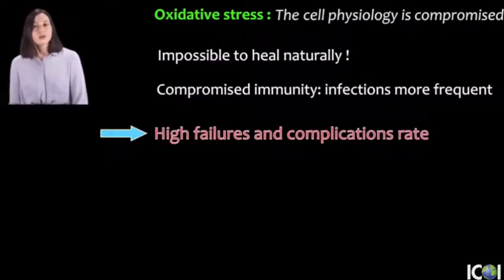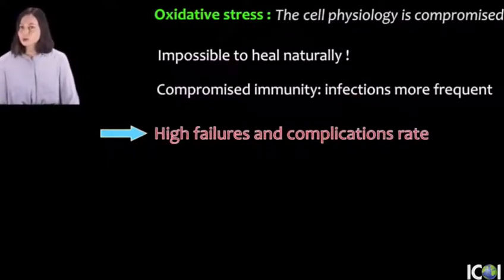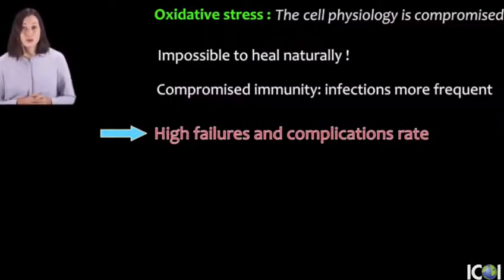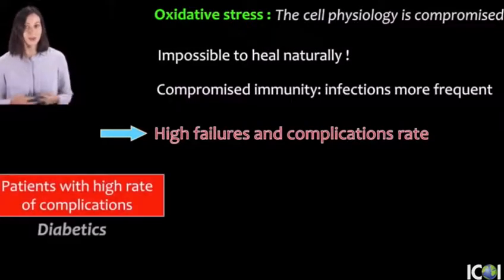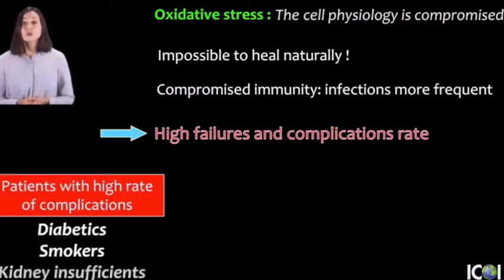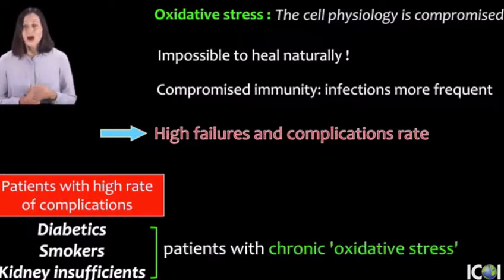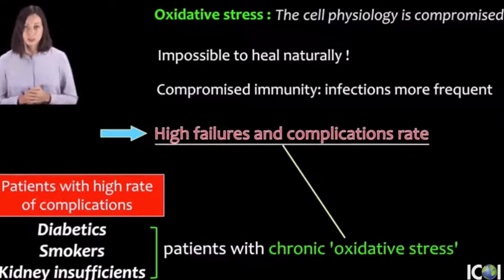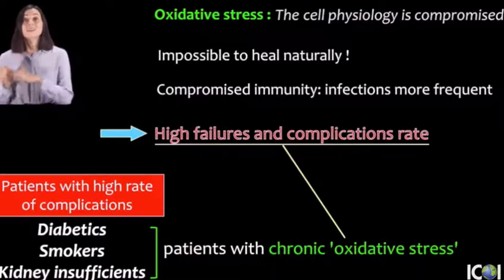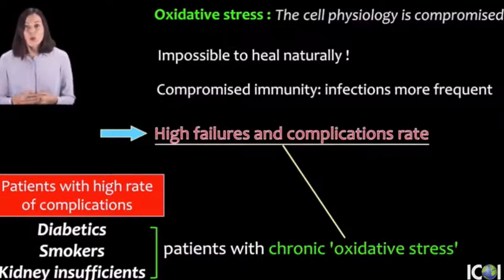And speaking about complication, we know some patients with increased risk of failures. Yes, the diabetics, the smokers, or patients with kidney insufficiency. Why? These patients are under chronic oxidative stress, and this is why they have more complications and failures.